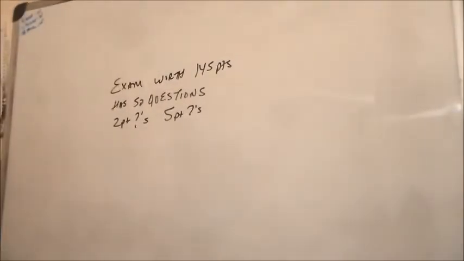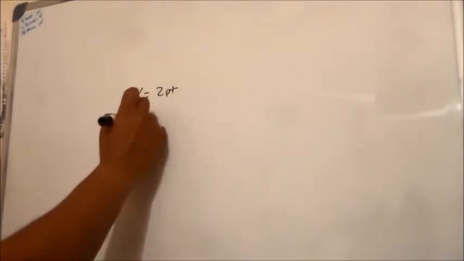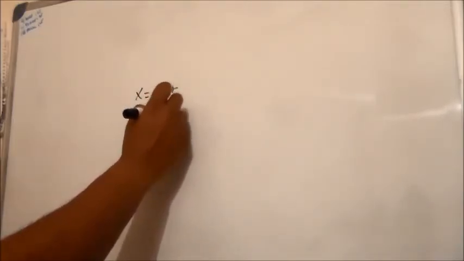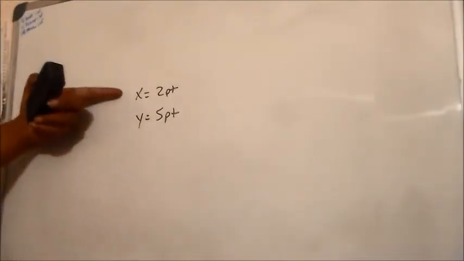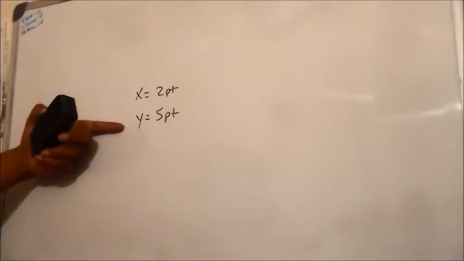All right, so this is not too bad. The first thing you have to do is establish your ground rules. Okay? We're going to let x equal the 2-point questions and y equal the 5-point questions. After we establish who's going to be the 2-pointers and who's going to be the 5-pointers, then we need to set up our equation.